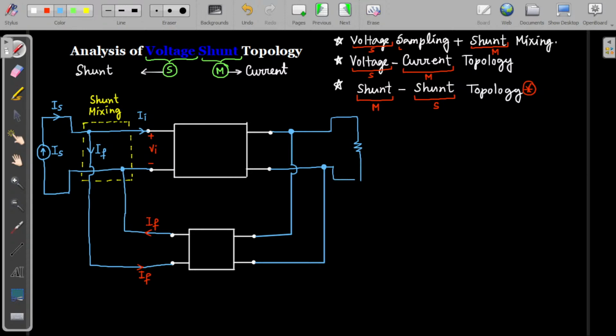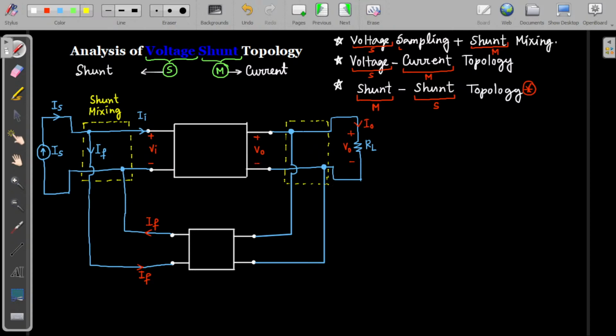A load resistance will be connected, that is RL. Now you can see the output voltage of the basic amplifier is V0. That output voltage will be here only, and the current, let us say, is I0. This part will be called the voltage sampling.